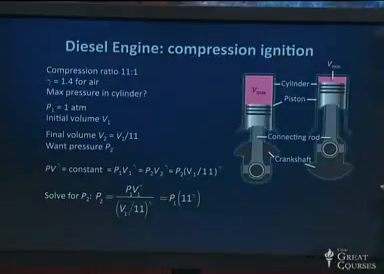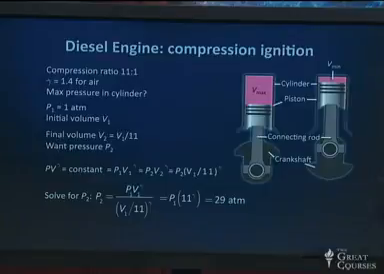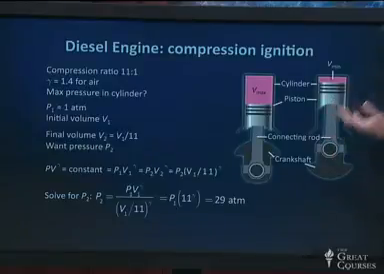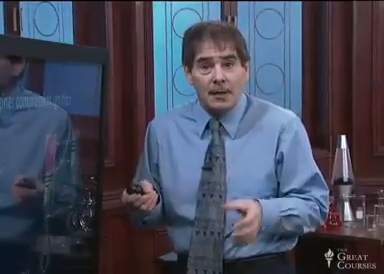So it's P1 times 11 to the 1.4 power, and that comes out to be 29 atmospheres. That's a big, high pressure. It takes that kind of high pressure to compress the air in the cylinder enough so it will actually ignite the fuel. That's, by the way, why diesel engines have to be very rugged. They're big, heavy engines, and they're typically used in trucks and buses.